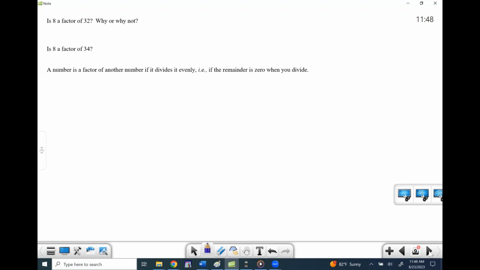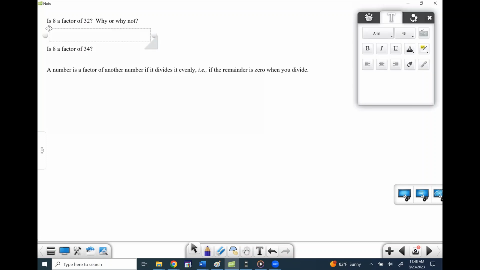All right, is 8 a factor of 32? Why or why not? So some people will say yes, because 4 times 8 is 32. So that's perfect, okay? Because of the section that we're on and where I'm trying to go with this, I'm going to phrase it differently, but that's a perfectly fine answer. So I'm going to say 8 is a factor of 32, since the remainder is 0 when we divide.